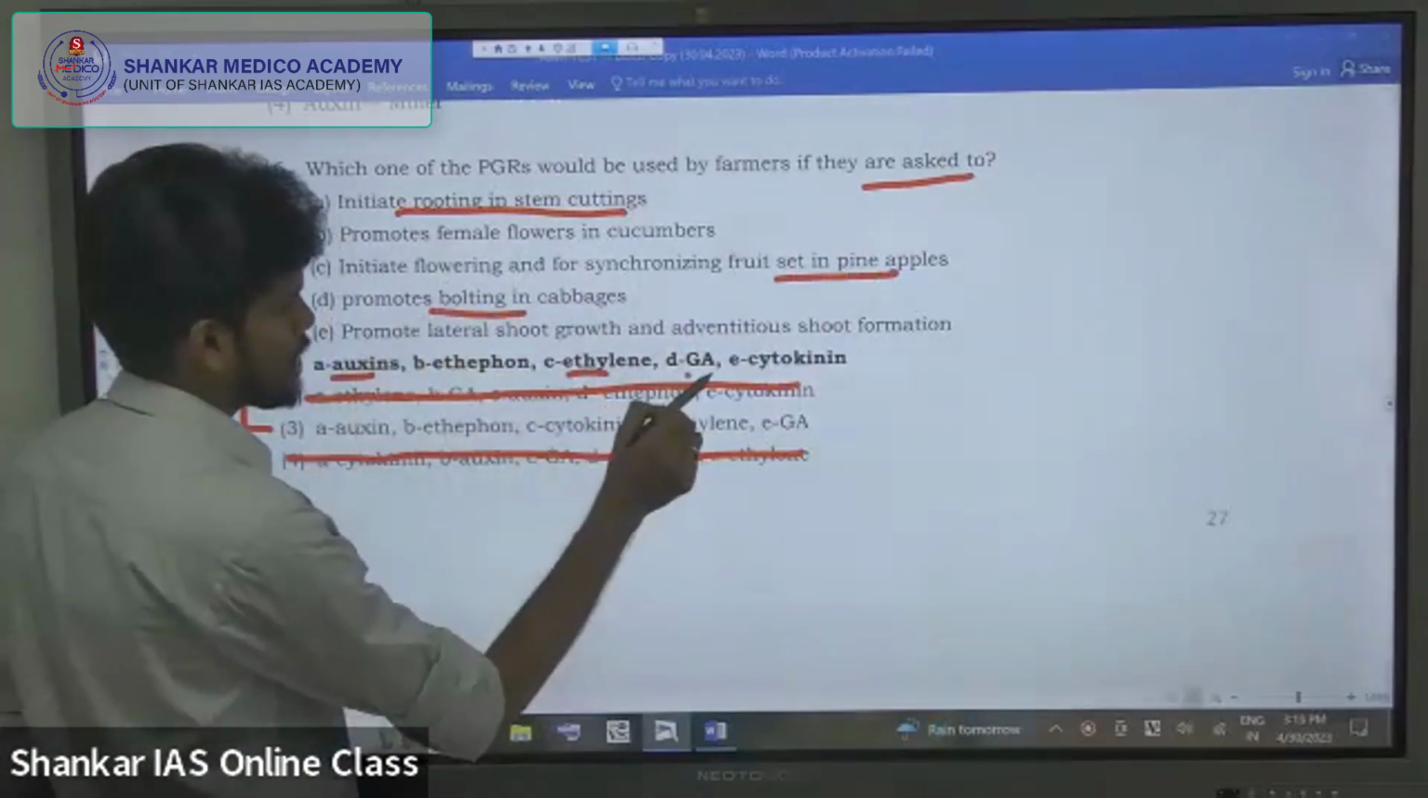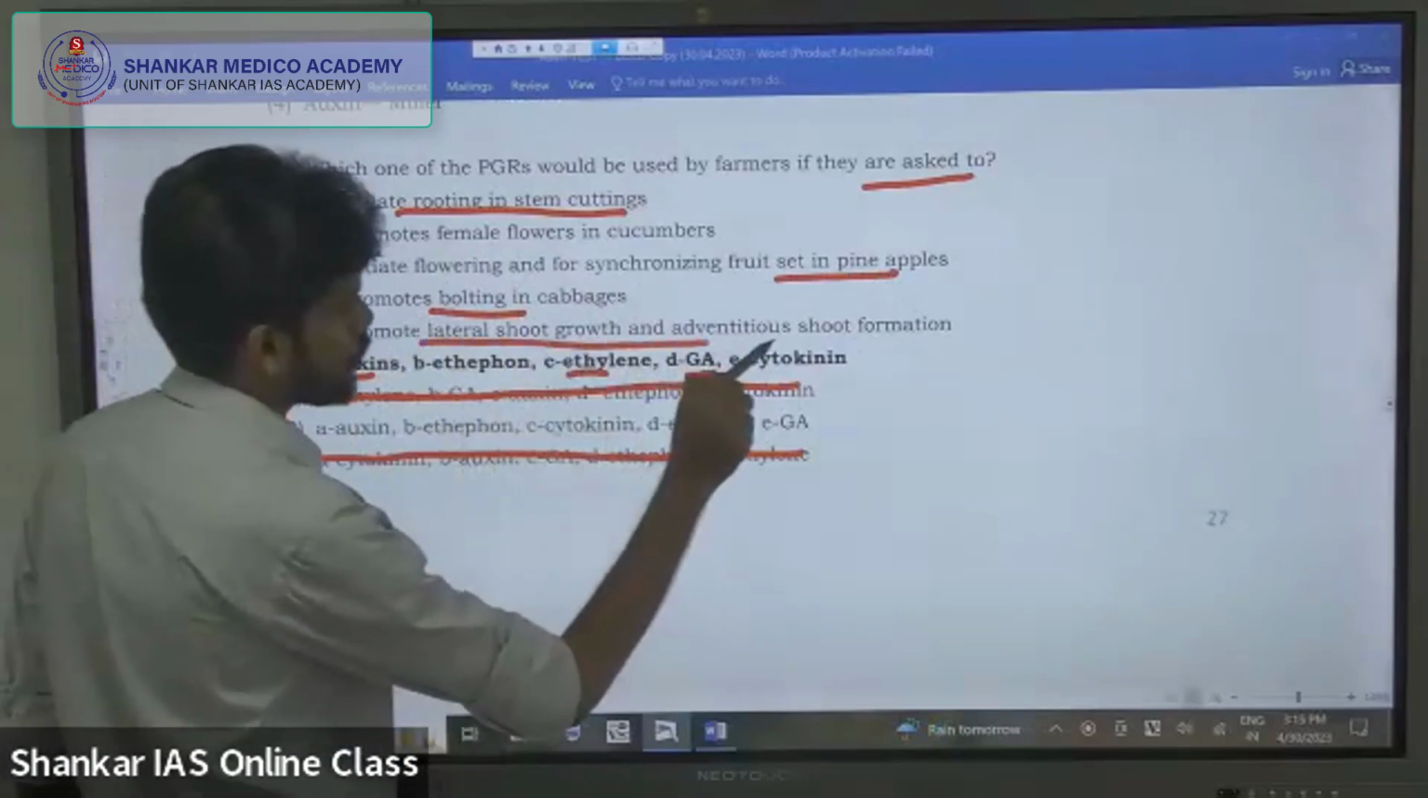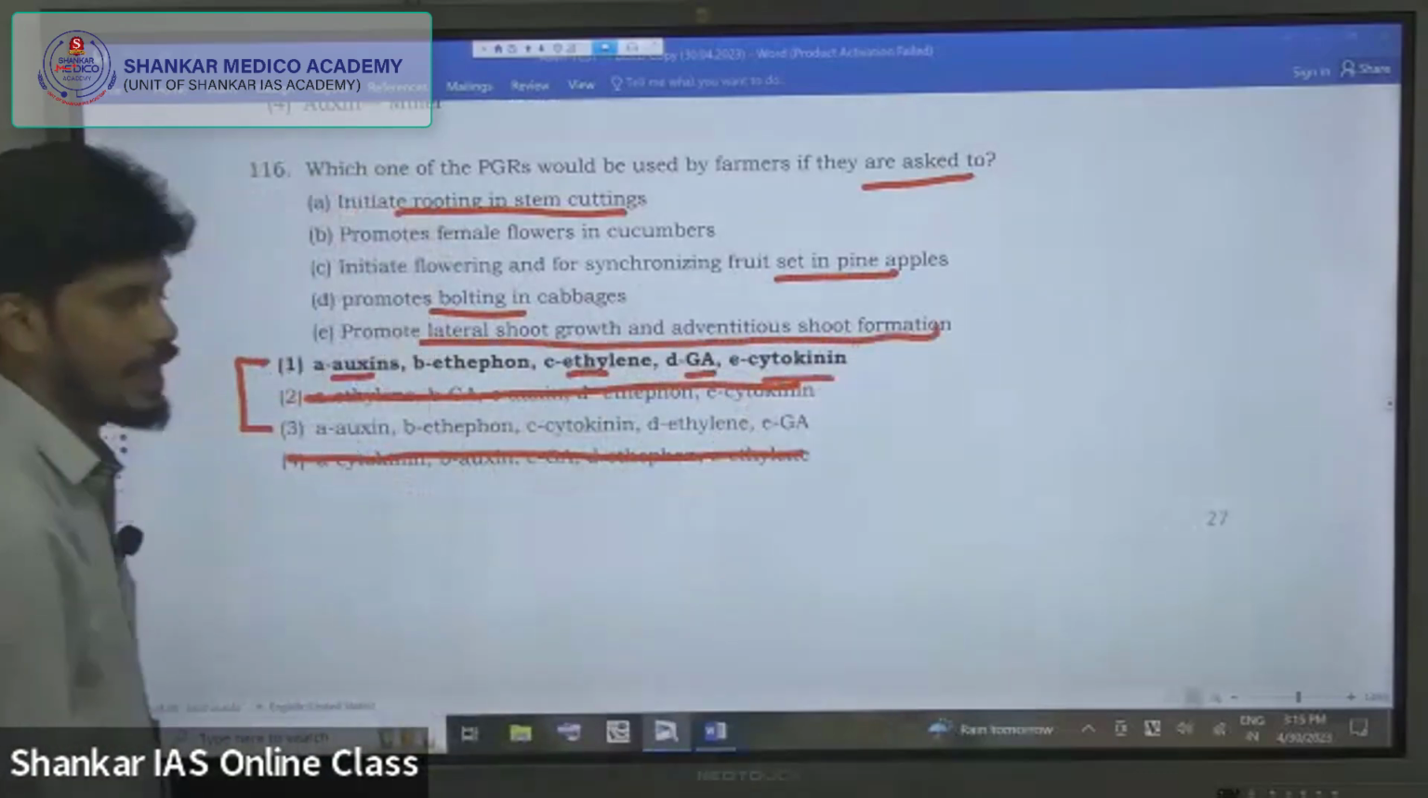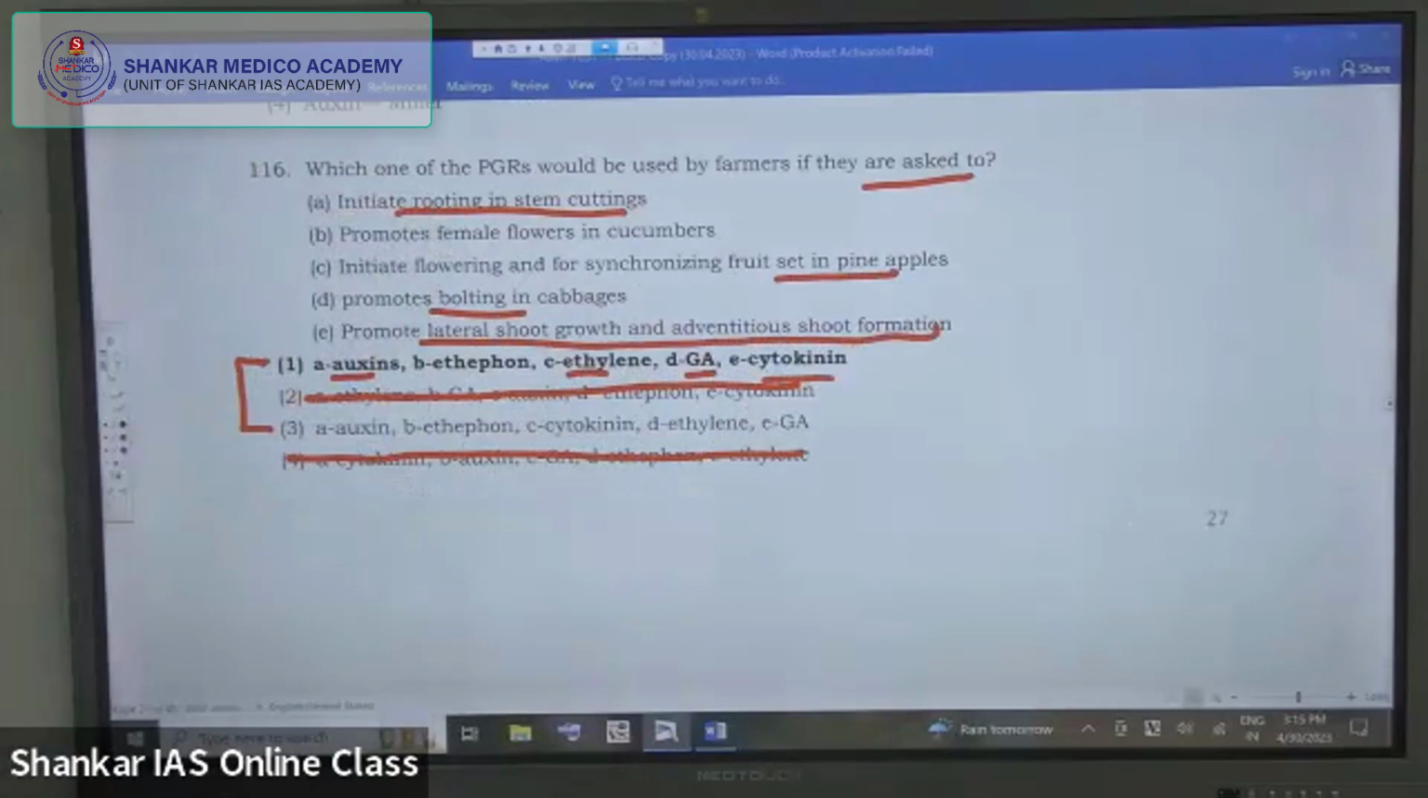Bolting in cabbage will be the gibberellic acid. Lateral shoot growth and adventitious shoot formation will be the cytokinin. Okay.